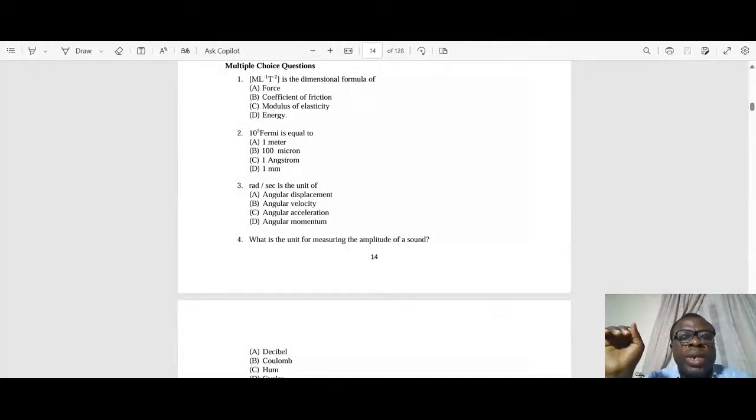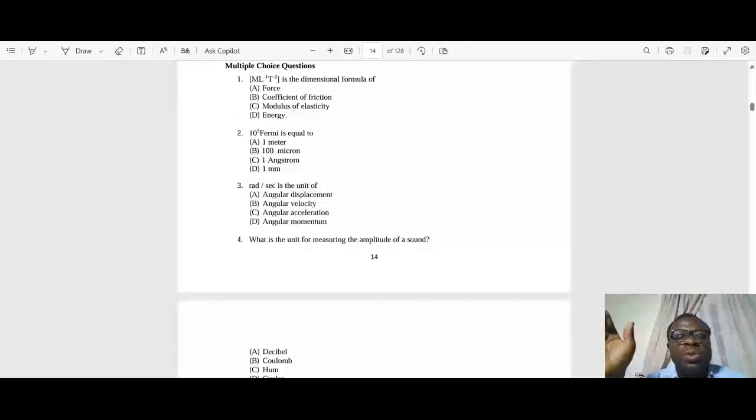The question reads: M L raised to power minus 1 T raised to power 2 is a dimensional formula of A, force; B, coefficient of friction; C, modulus of elasticity; and D, energy.